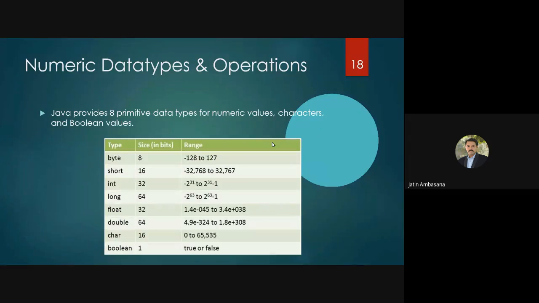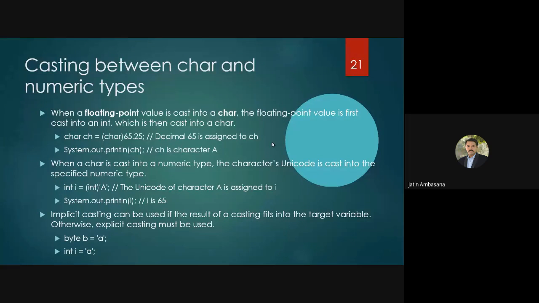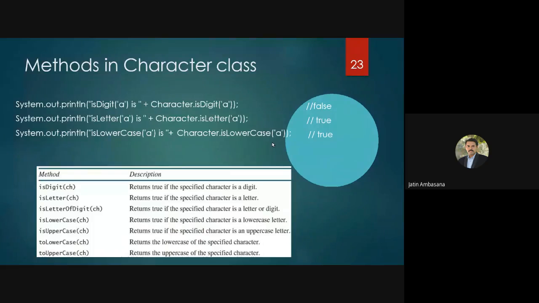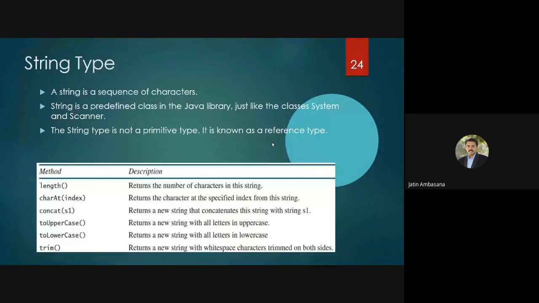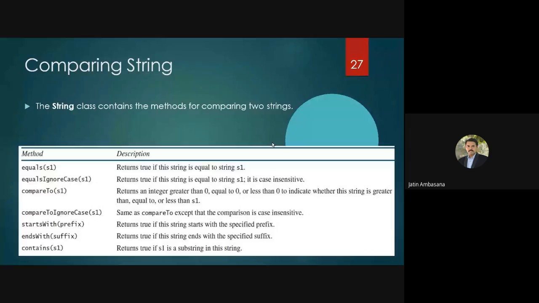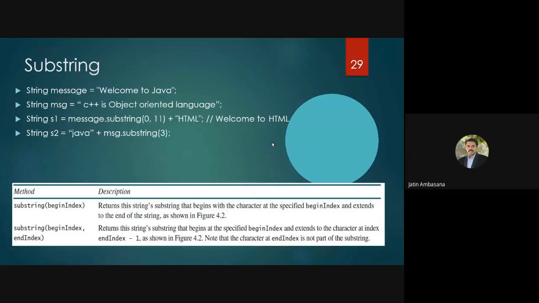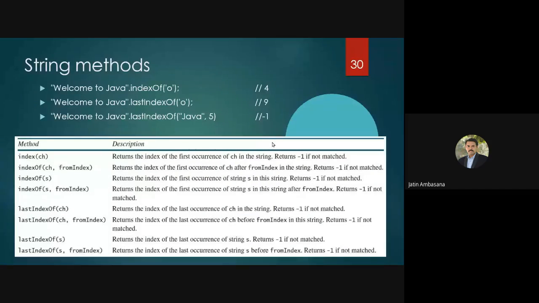Then we saw various data types, operations and sizes, and also special characters, and how to do casting between character and numeric types, and we saw some methods of the Character class. Then we studied the String class, where we saw various methods, how to compare different strings and what the result would be, how to extract a substring, and how to find the index of a particular character or string from a source string.